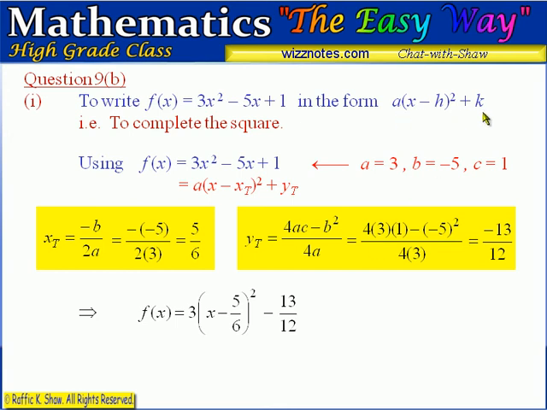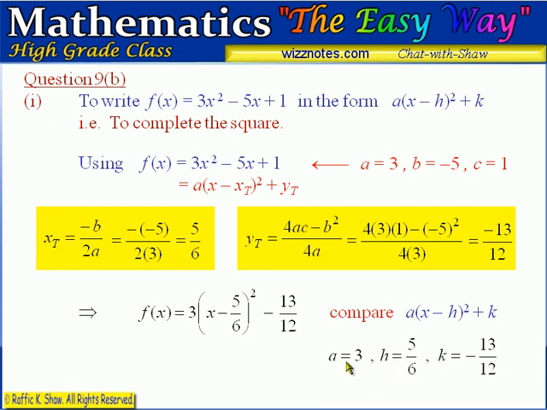Now the question wanted us to give the value for A, the value for H, and the value for K. The question required those values, and so we have to compare our final form, this vertex form, with this form that was given. And when we compare this form with this, so we can write the value for A, H, and K, we see that A is 3, H is 5 over 6 because we have minus H here and we have minus 5 divided by 6 here. And so H is 5 over 6, and then plus K is equal to minus 13 over 12. Or plus K here will be minus 13 over 12, and therefore K is minus 13 over 12.